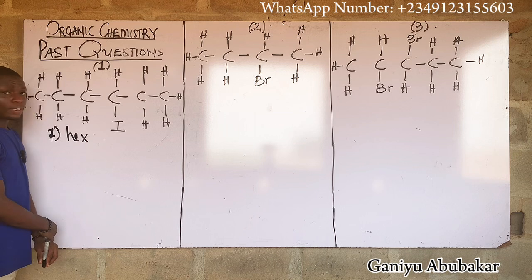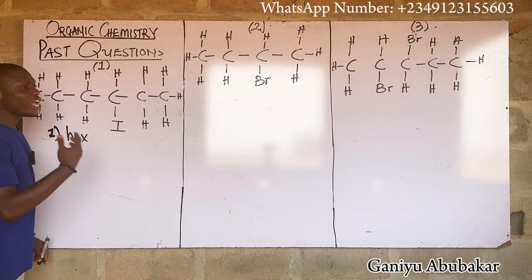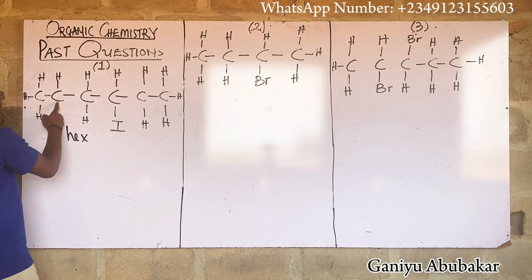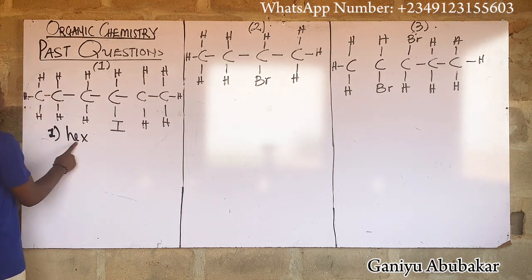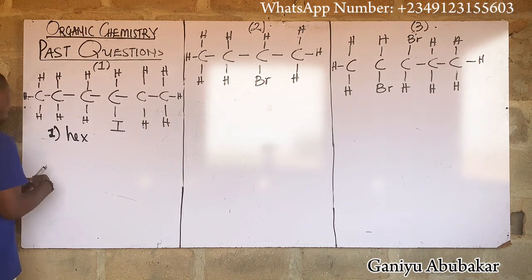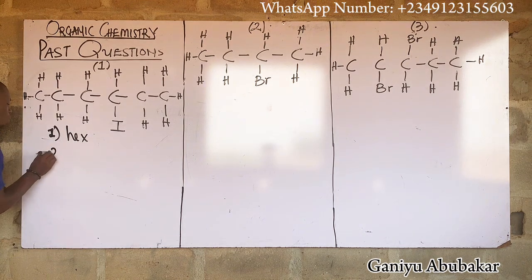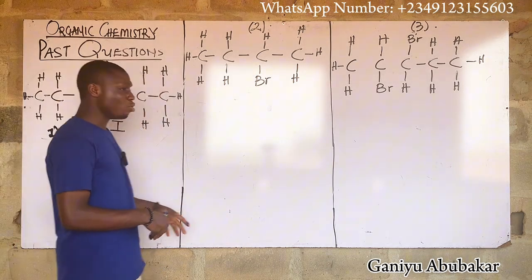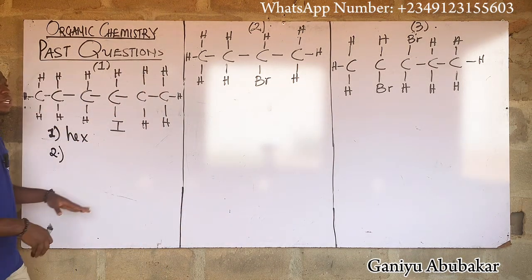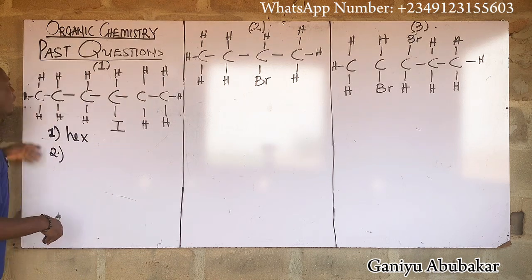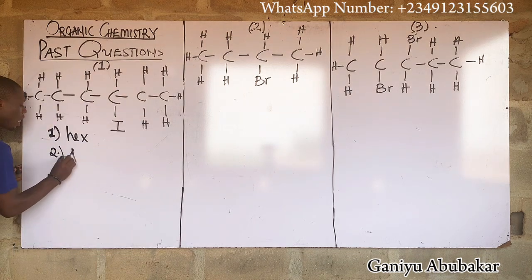Rule 2 says when you're done with your rule 1, longest continuous carbon chain is 6 here. This 1, 2, 3, 4, 5, 6, and 6 represents what? Hex. Next up, the second rule says identify the functional group. For this compound here, the functional group is what? A single bond. And a single bond represents what? An alkane. So this becomes an alkane.